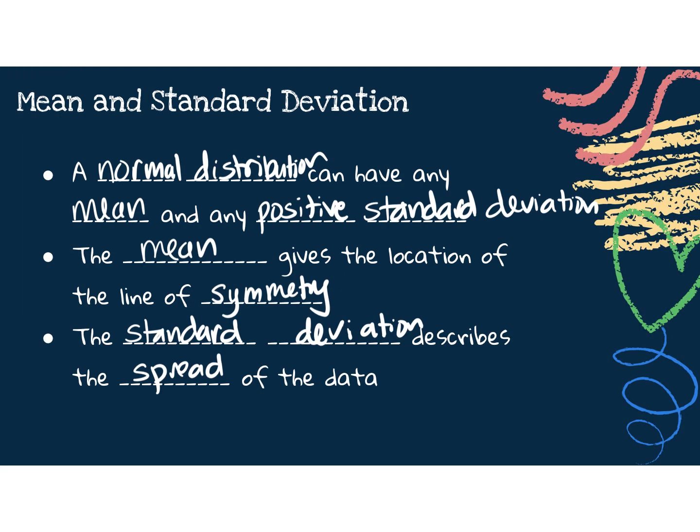Okay, and then mean and standard deviation. A normal distribution can have any mean and any positive standard deviation. The mean gives the location of the line of symmetry, that's the middle of your curve. And the standard deviation describes the spread of the data. Just like with our other forms of graphs, whenever the standard deviation was larger, the graph was more spread out, and the smaller the standard deviation, the less spread out the data is.